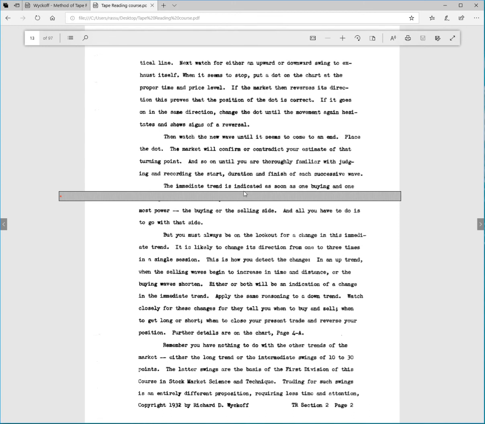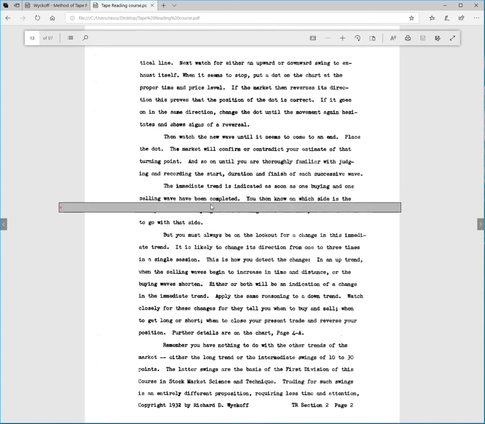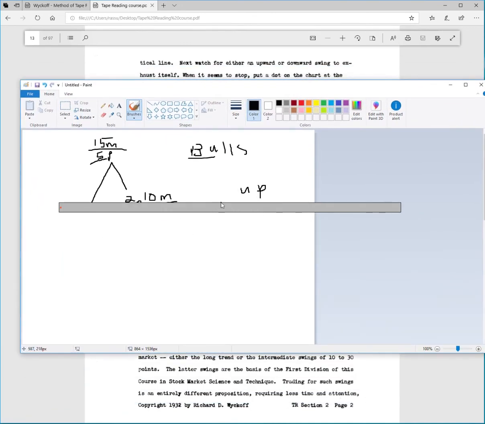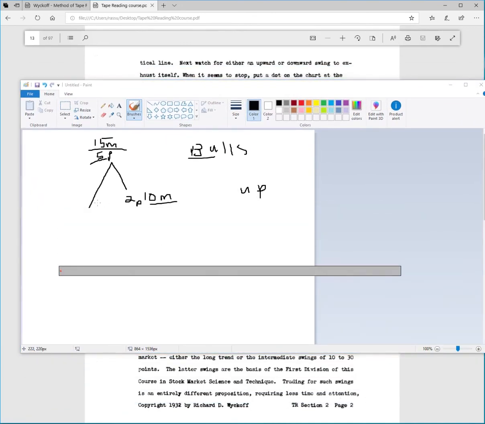The immediate trend is indicated as soon as one buying and one selling wave have completed. So the style of trading from the open, like the style of Wyckoff's trading at the open, is all he does is look at a rally and a pullback. So let's just say this is your session line right here. This is your open. He sees the rally and he sees the pullback. He's looking at the time and distance, time and distance. Okay, on the reversal, long.